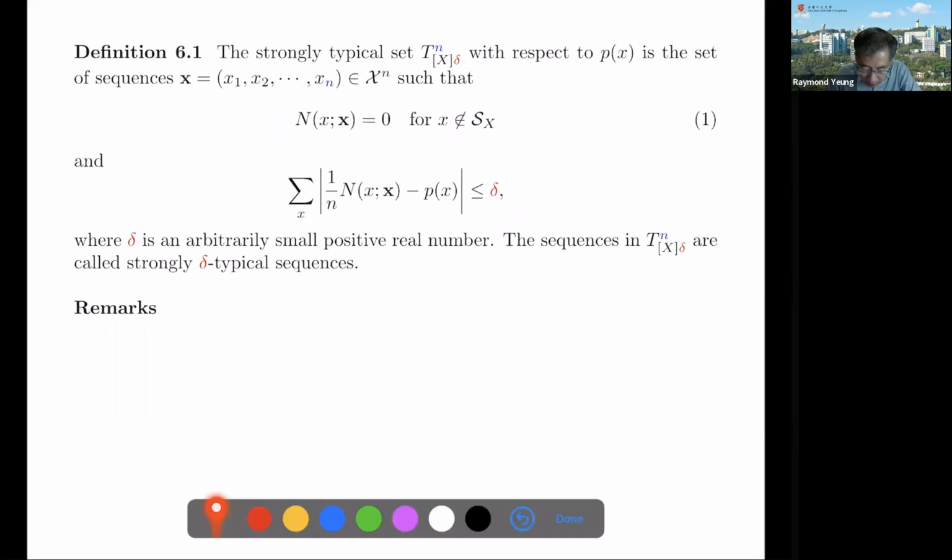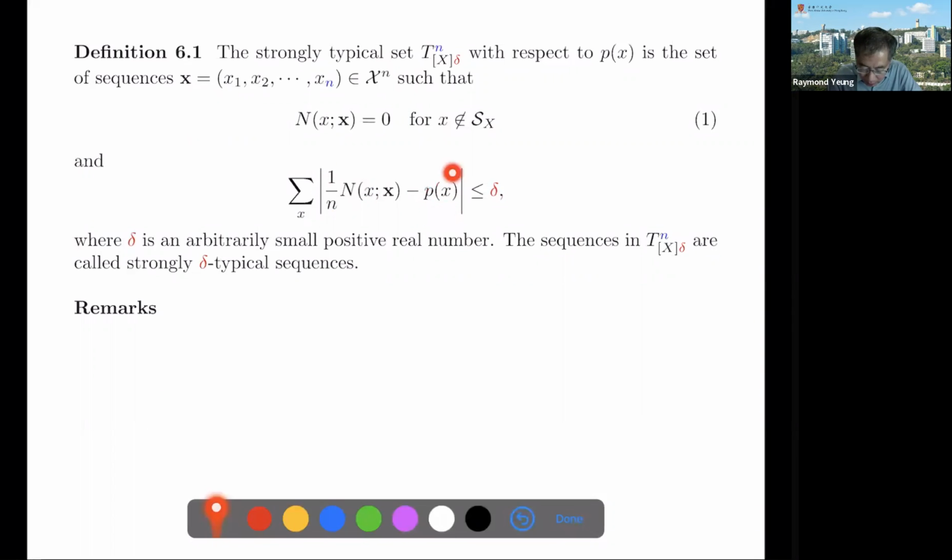First, if x is not in the support, namely P(x) is equal to 0, then the number of occurrences in the sequence must be equal to 0, which means it cannot occur. If the probability of a certain symbol is equal to 0, then that symbol cannot occur in that sequence. That is requirement number 1. Requirement number 2 is that we consider the absolute value of the difference between the relative frequency of small x and the true probability of small x.